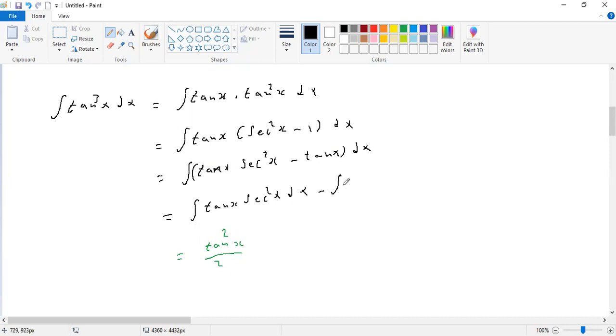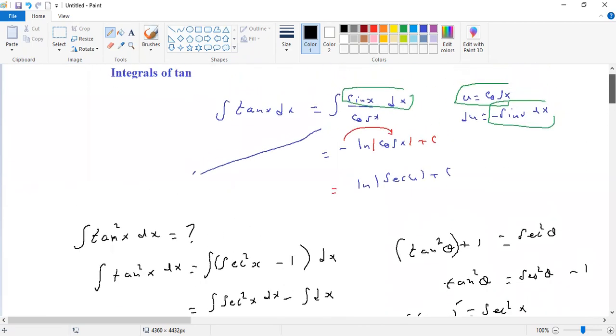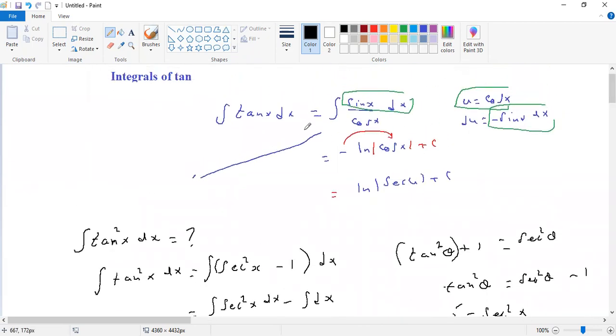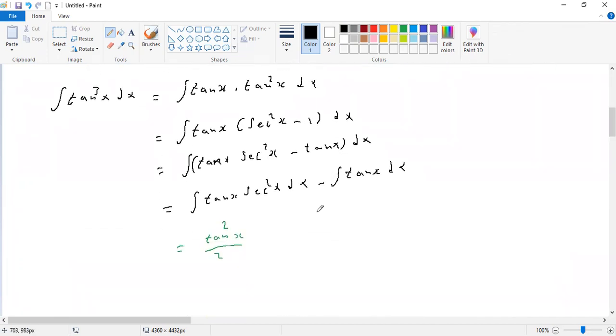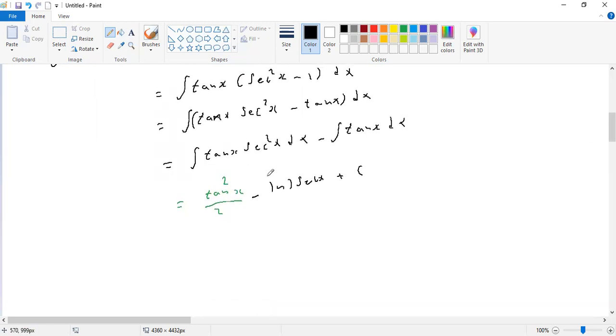Now what is the integral of tan x dx? The integral of tan x is ln secant. So this one will be minus ln, I have this one, secant x plus c. Okay. Then, again, this one is the absolute value here.